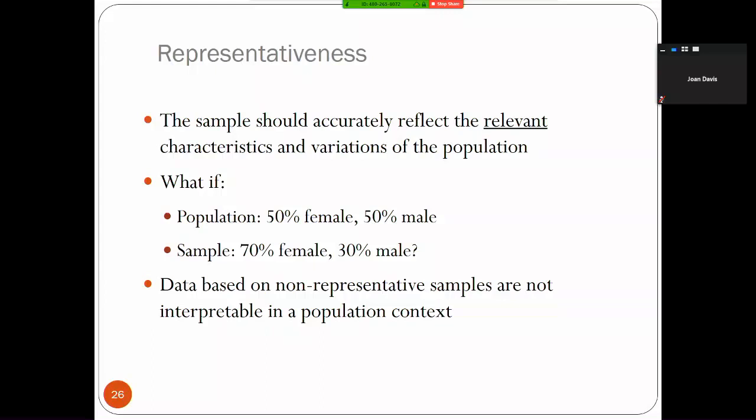You can't generalize from a non-representative sample. It can't be interpreted in terms of a population. But unfortunately, this is very common. The disparity is not that great, but females are much, much more likely to volunteer to be in studies than are males.